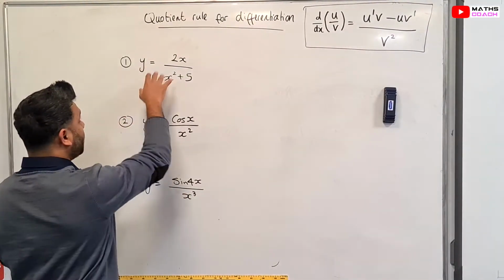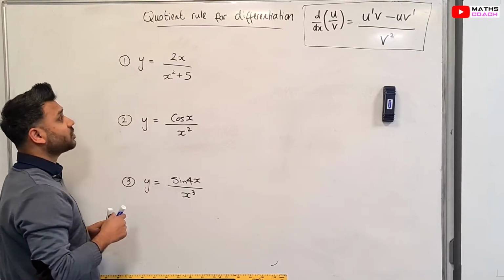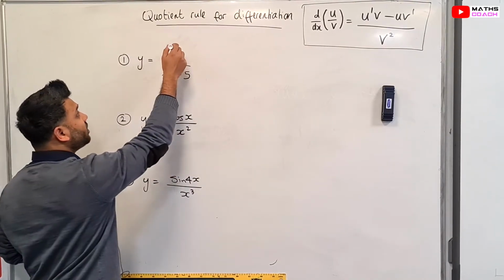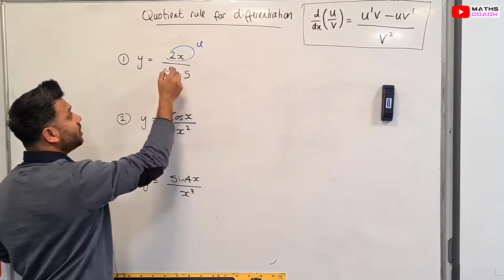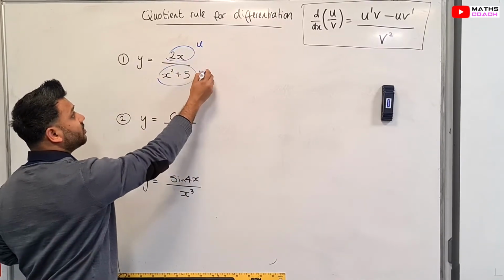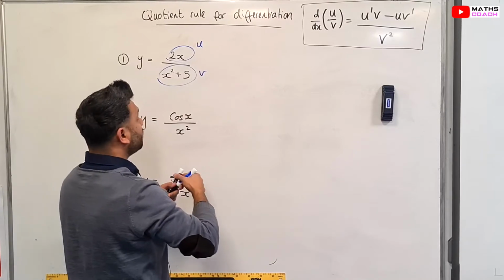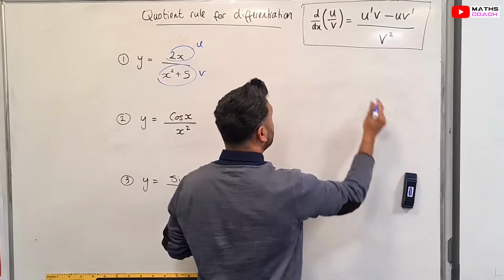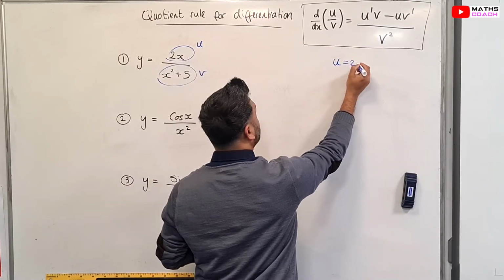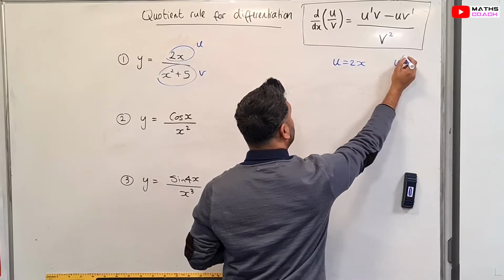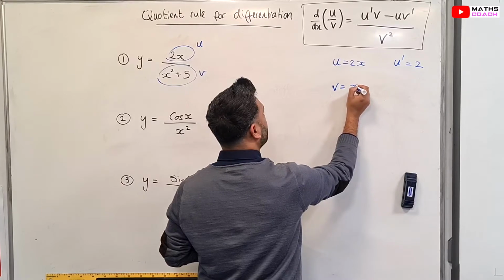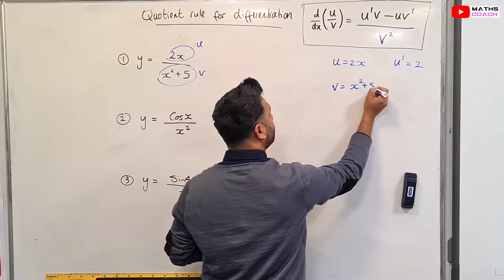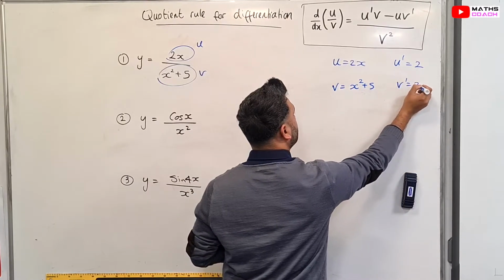So here we have y equals 2x over x squared plus 5. The numerator of our function we're going to define as u and the denominator as v. So on the side you may wish to write down u equals 2x, u dash equals 2, v equals x squared plus 5, therefore v dash equals 2x.